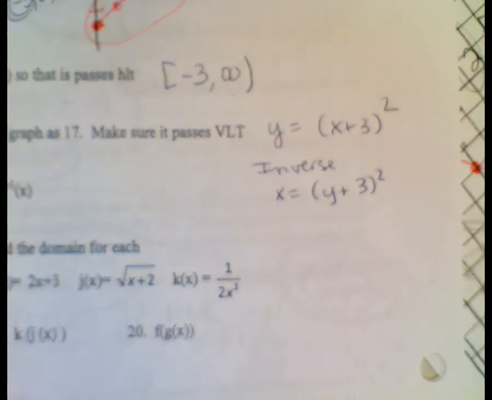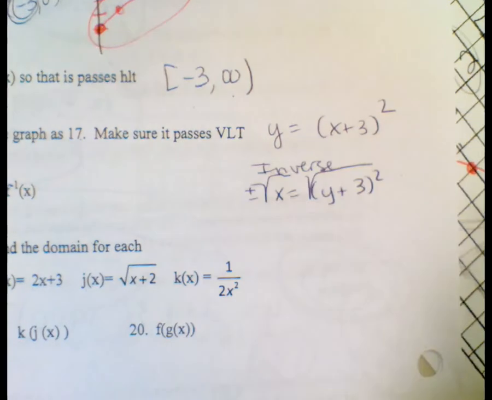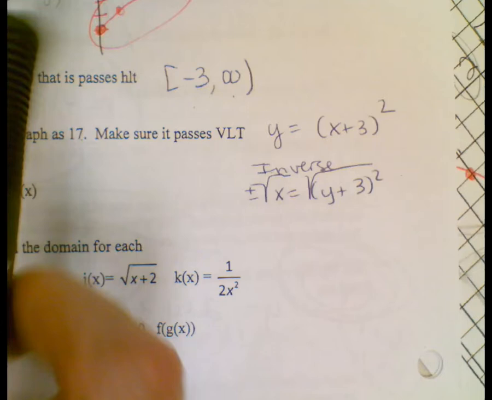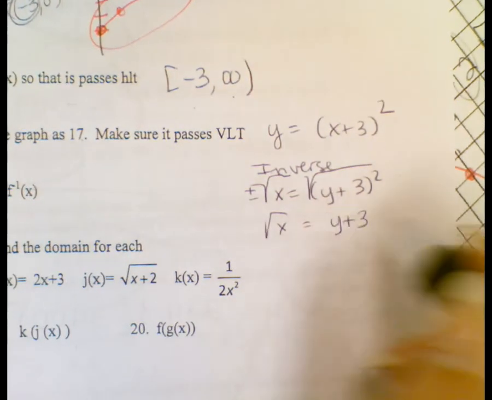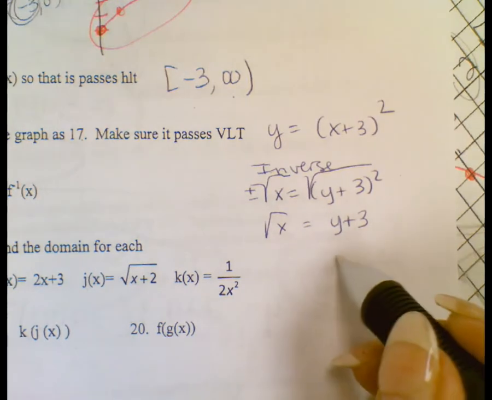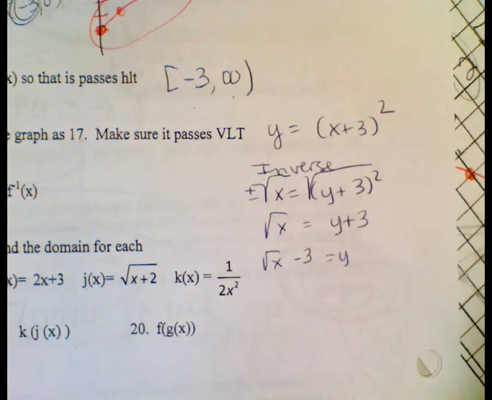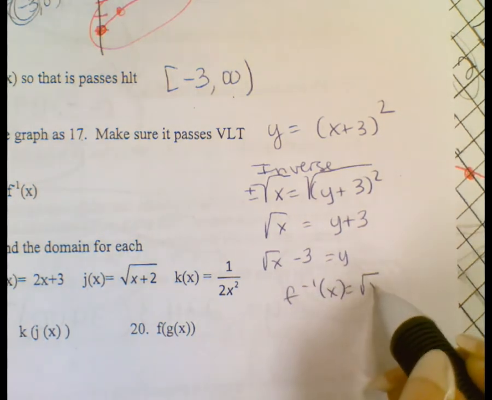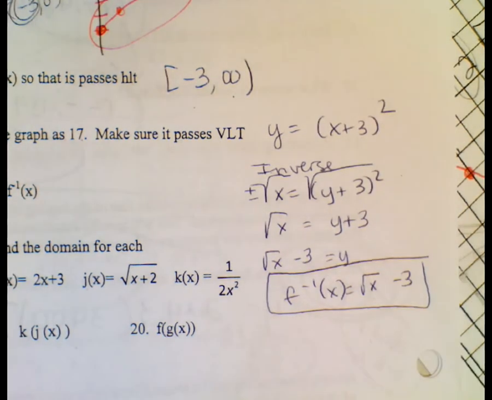So to get rid of a square, you have to take the square root of both sides. You're supposed to put a plus and minus in. But because we took off half of our graph, we only need the positive part of that. So this is what you have, and then the last step is to subtract 3. So y equals square root of x minus 3, which means that the inverse is equal to square root of x minus 3. So that's the answer to C, finding the inverse.